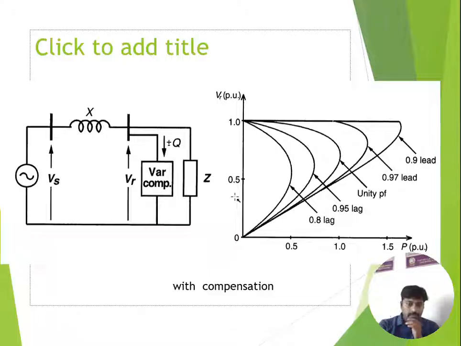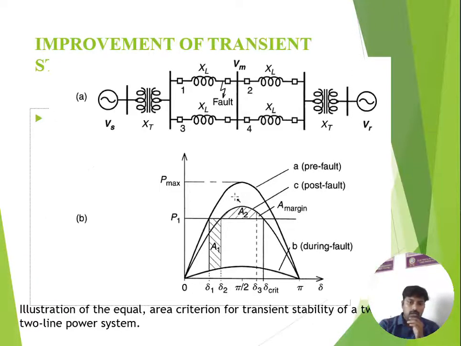That's why, after connecting a FACTS device nearer to the load, we can improve the voltage stability of the system. So this is the second objective of the shunt compensators. Now we are entering into the third objective: how to enhance the transient stability limit. You can clearly observe this.